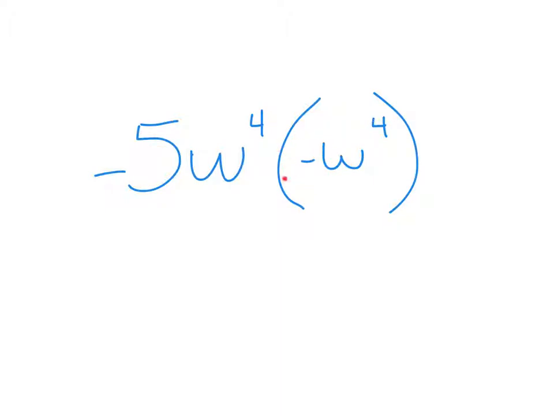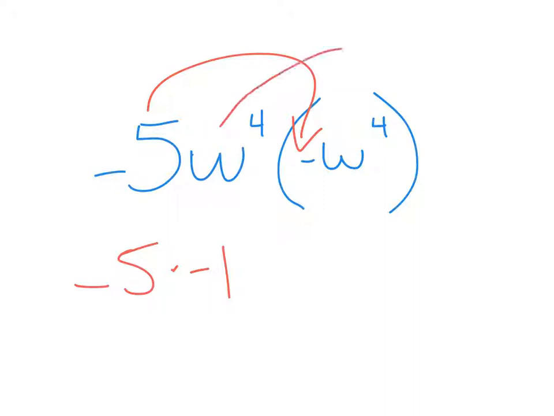Remember, if there's no number there, you can always assume to see a 1 there. So that's the same thing as saying our numbers here are negative 5 times negative 1. Remember, I'm applying that distributive property here, multiplying the coefficients, and at the same time, w to the fourth times w to the fourth. So there's our coefficients there. We know negative 5 times negative 1, remember, same sign means positive answer. So our solution is going to be just positive 5.